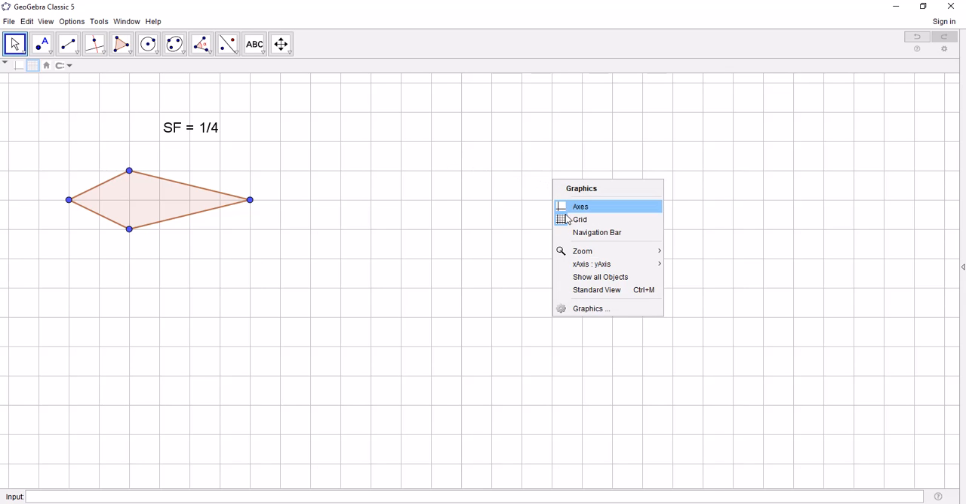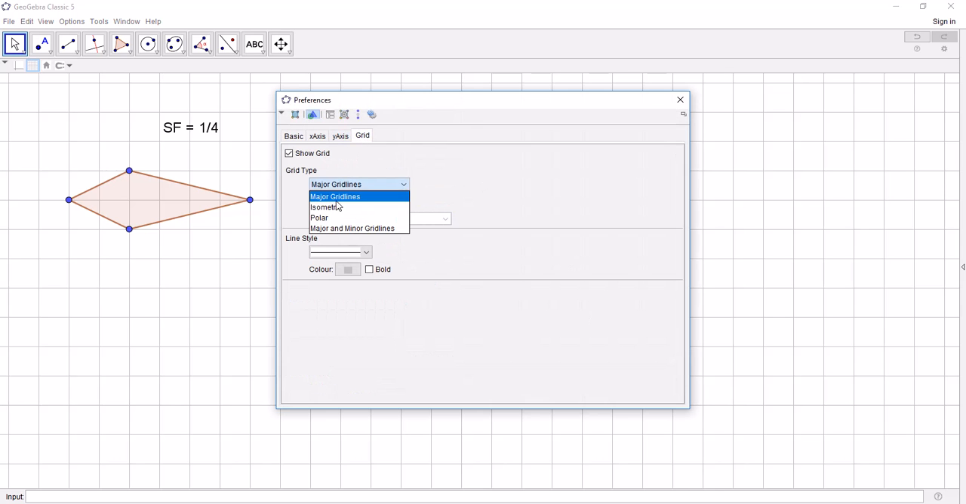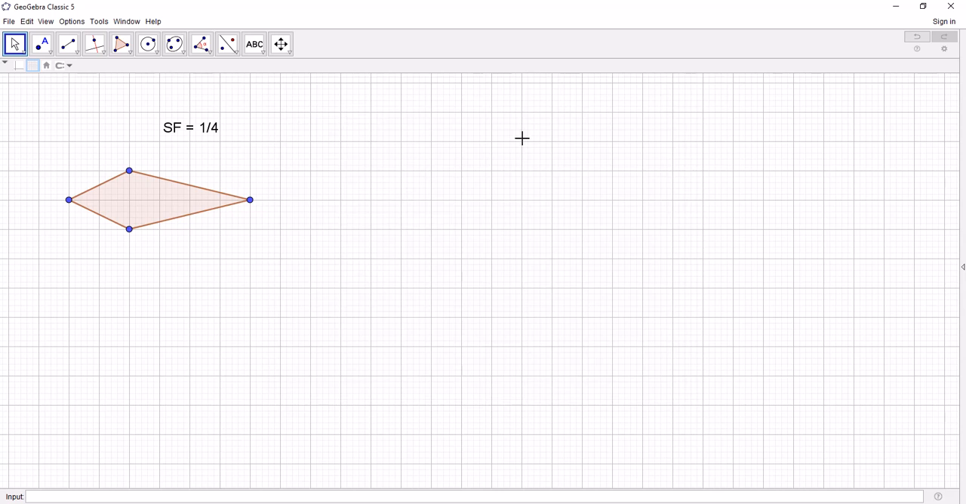Now, one of the ways I can help myself here, because I'm doing it on a computer, is I can actually put smaller grid lines in. So, major and minor grid lines. Good. Okay, so here, let's start with the point we did last time.